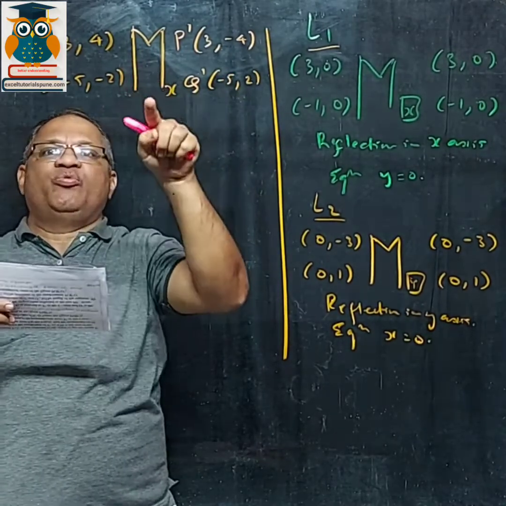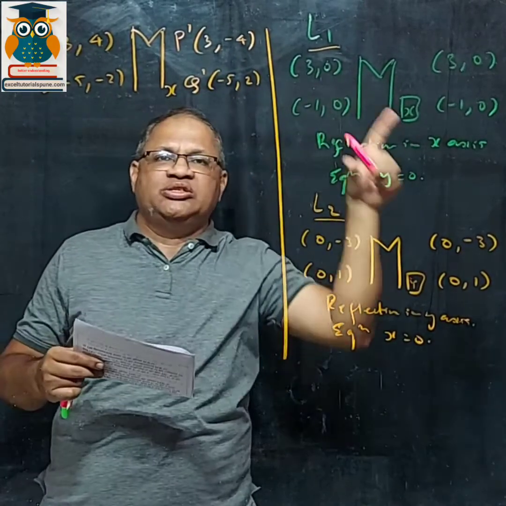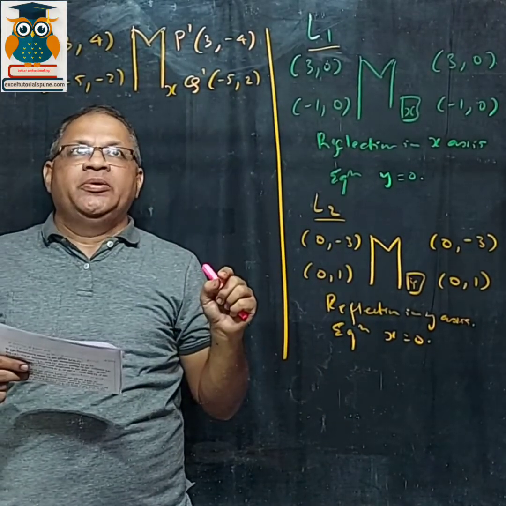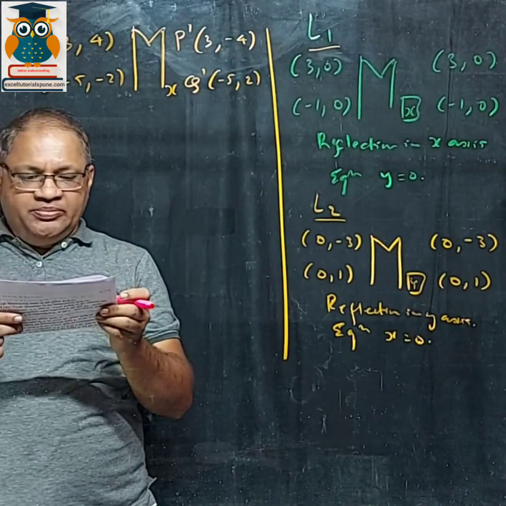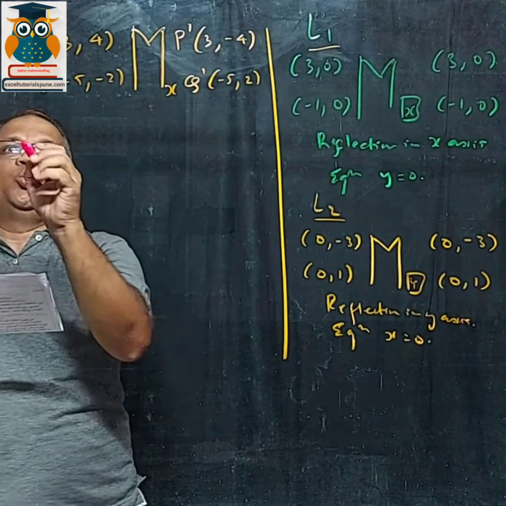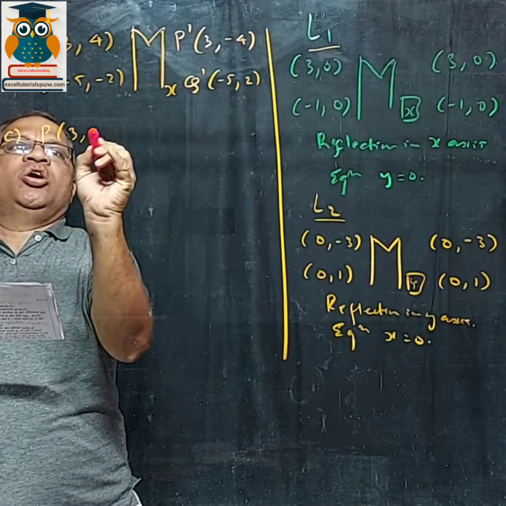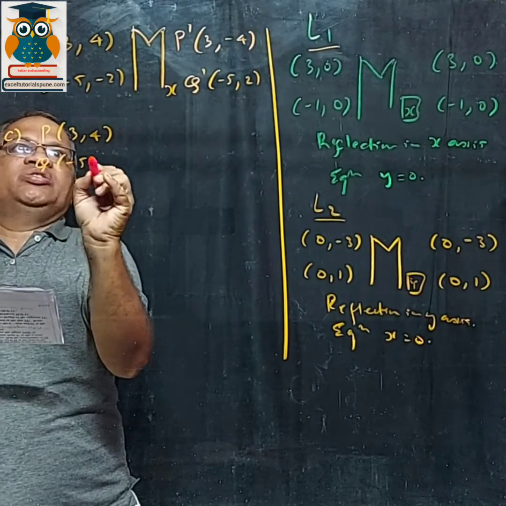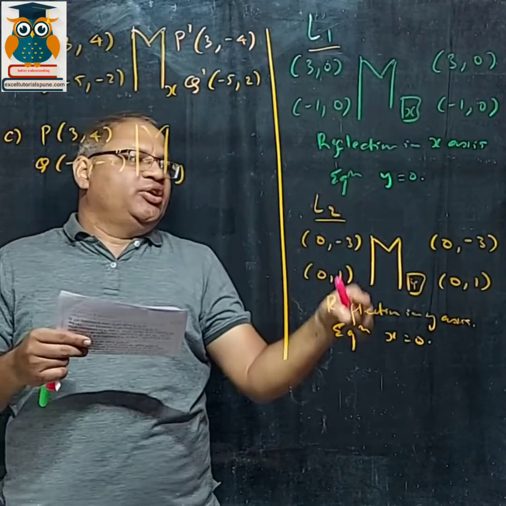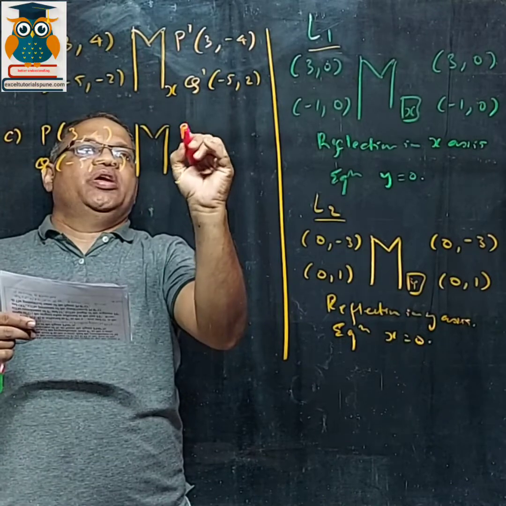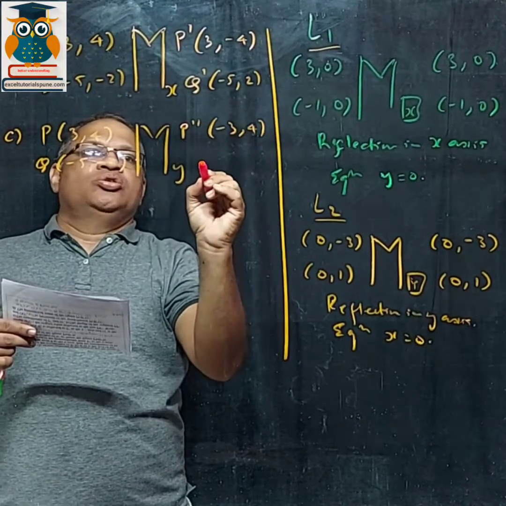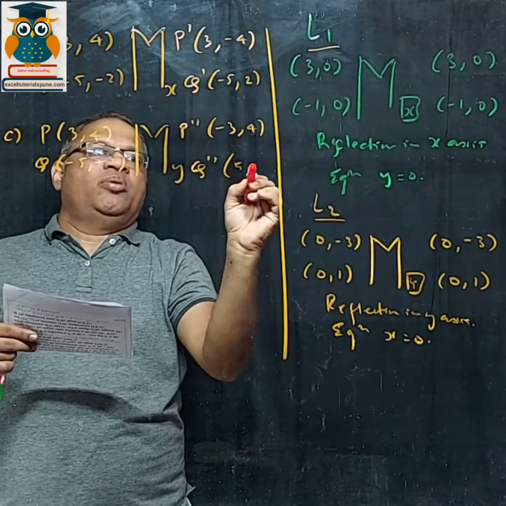You know what M stands for? When I am writing, these are the steps you have to follow when you are writing it in the exam paper. M stands for mirror. Alright. Now the C part: write down the images of P and Q on reflection in L2. So P(3, 4), Q(-5, -2), reflection in the y-axis. L2 means y-axis, so the x coordinate changes. Q double dash will be (5, -2). See, the x has changed.